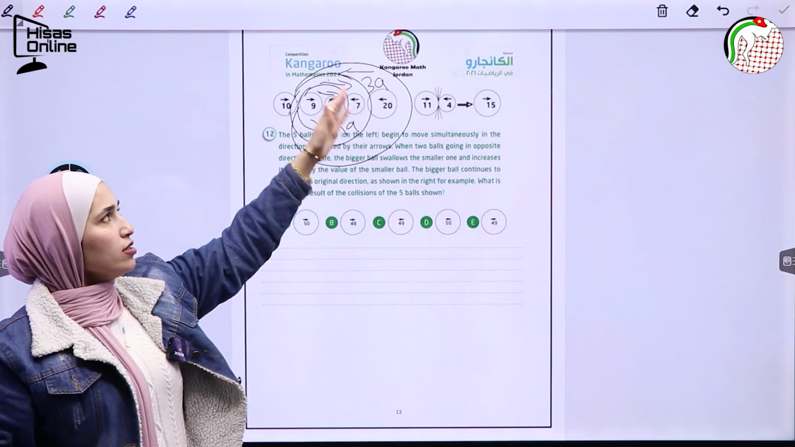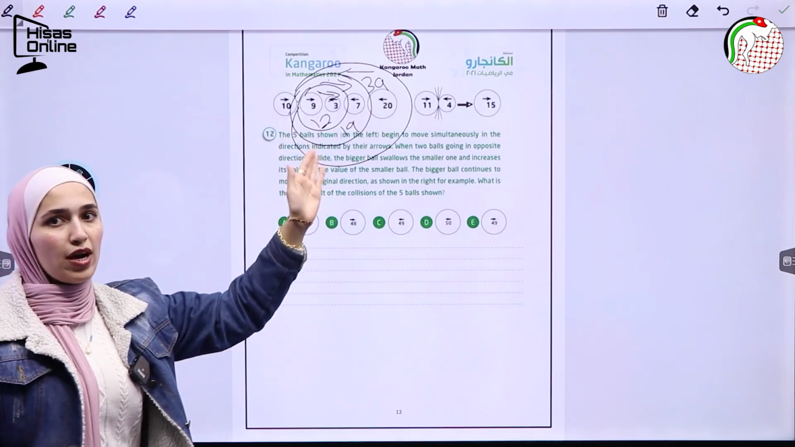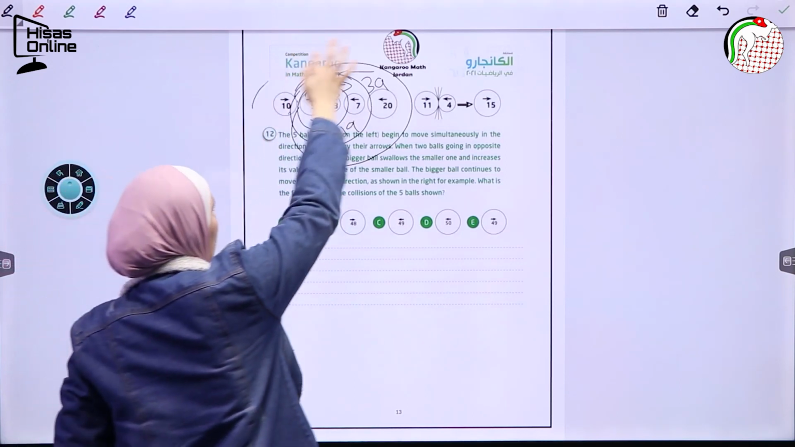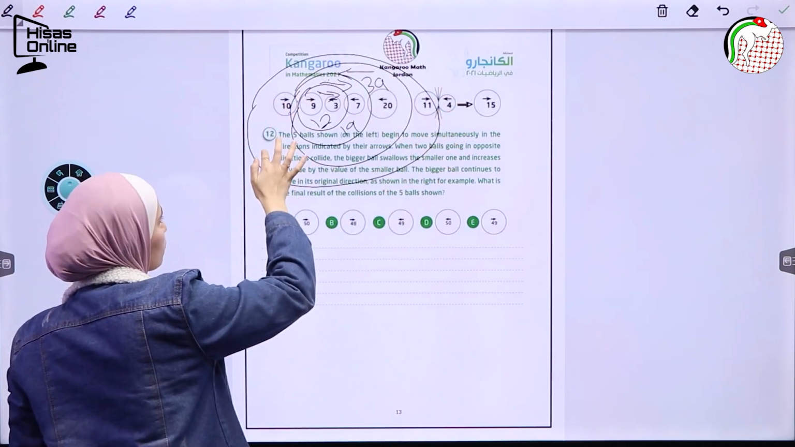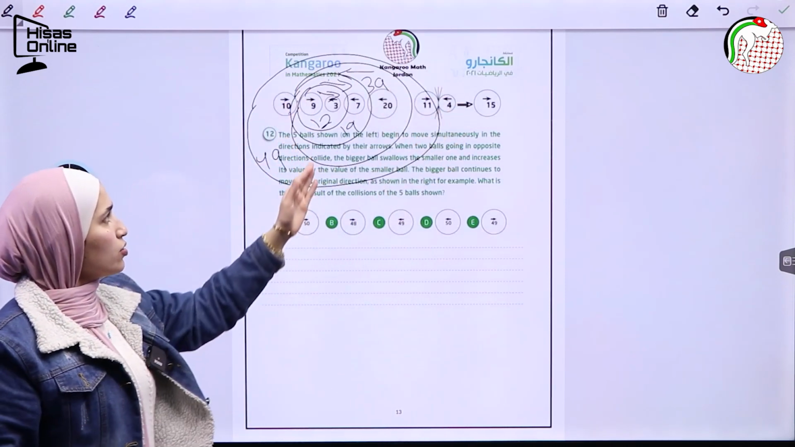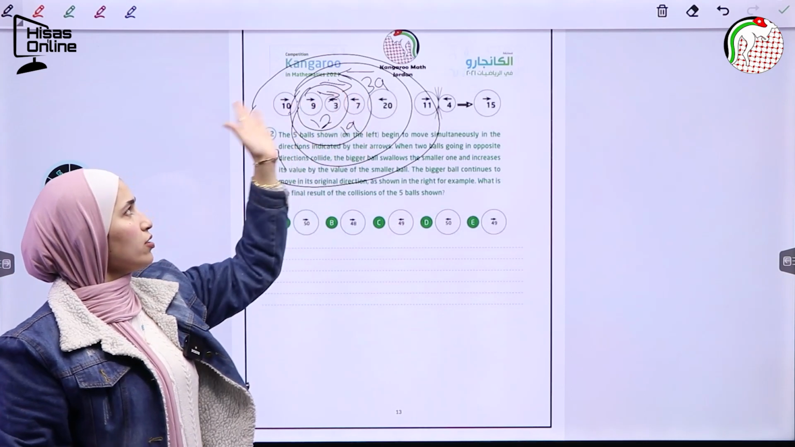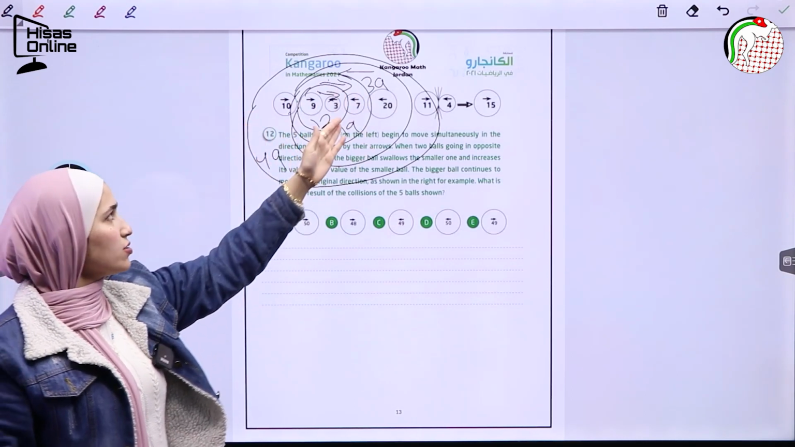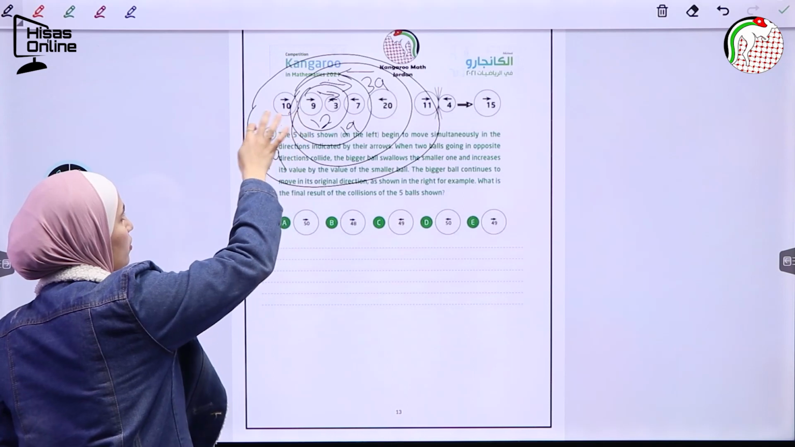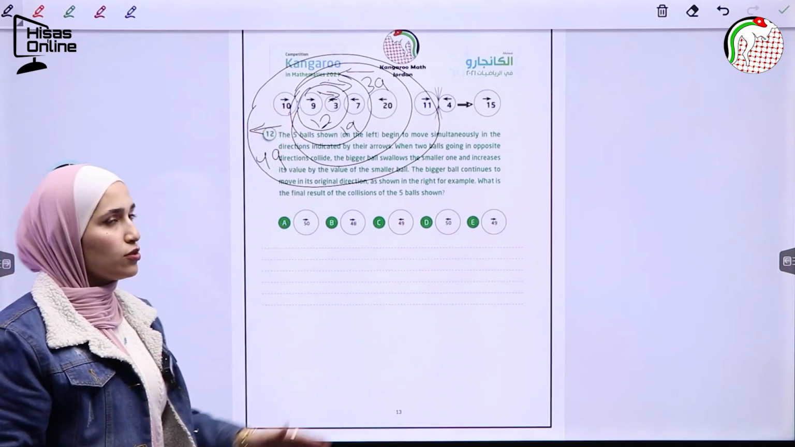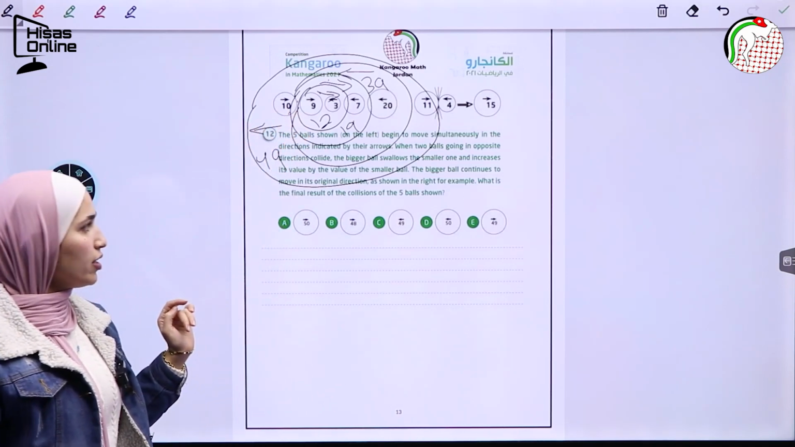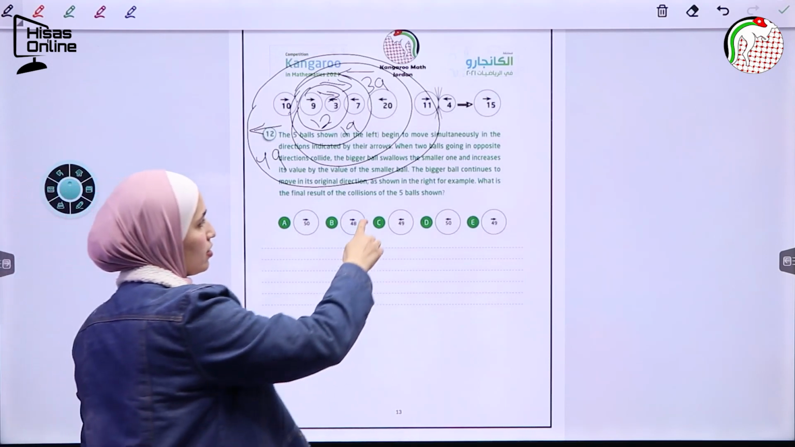Now 39 to the left will swallow 10 to the right because they are opposite directions, and together they will be 49. And the direction according to the greater value, 39 or 10. It's 39. So the direction is to the left. So 49 to the left. So the answer is C.